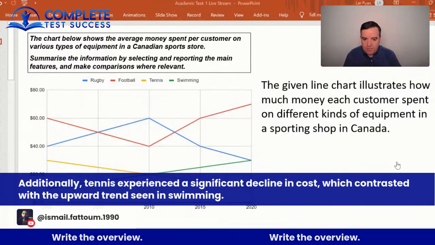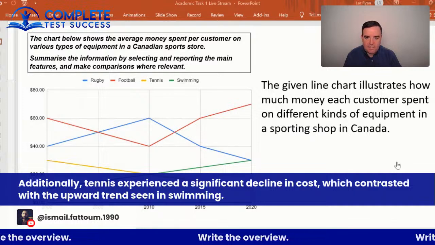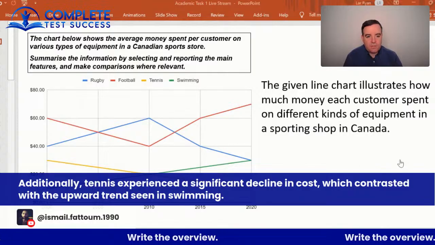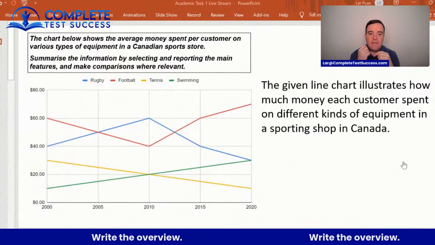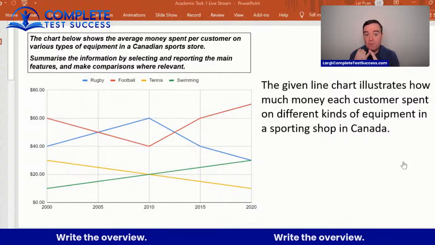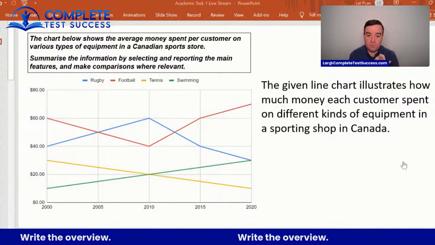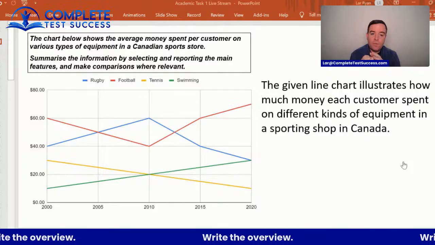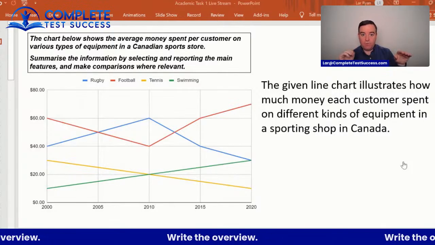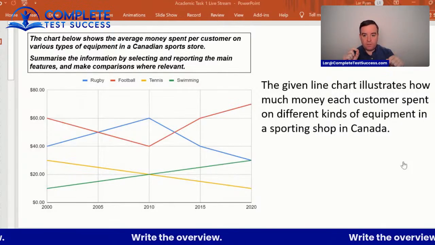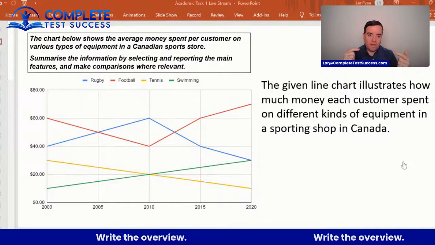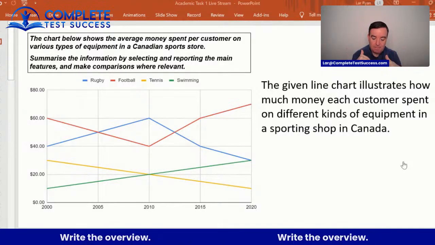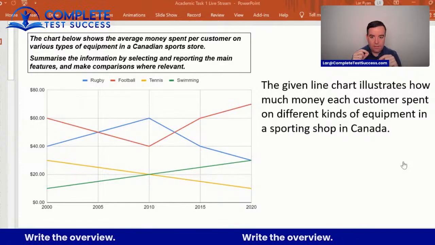Additionally, tennis experienced a significant decline in cost, which contrasted with the upward trend seen in swimming. So you see, the thing is, we have two ways to analyze the categories. We can talk about which ones are highest and lowest, and we can talk about which ones increased and decreased. But normally we would apply the same to every one of them. But what you've done is you've talked about which one was highest most of the time, which one was lowest half the time. Then for the other two categories, which ones increased and which ones decreased.